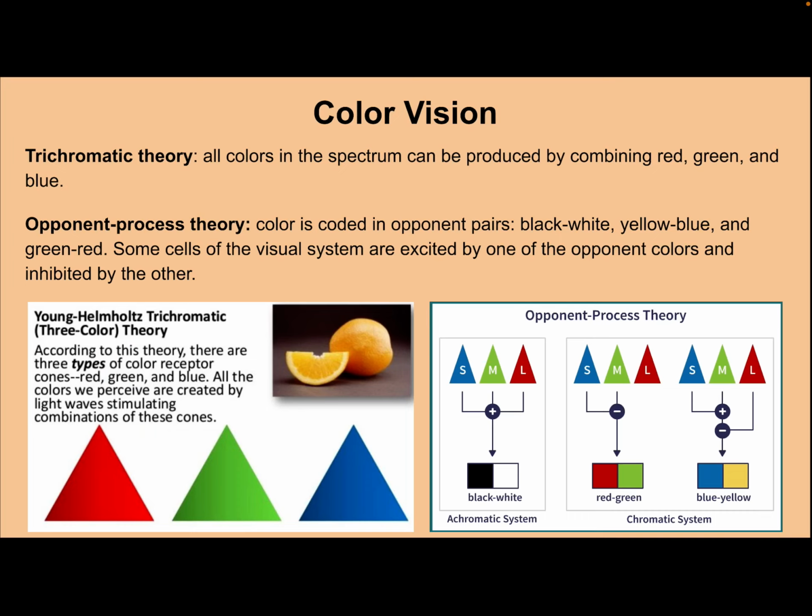So both of these theories, trichromatic theory and opponent process theory, help explain how the visual stimuli is converted into the perception of color. And maybe I'll post an article. There's a lot of really interesting research out there about color perception.